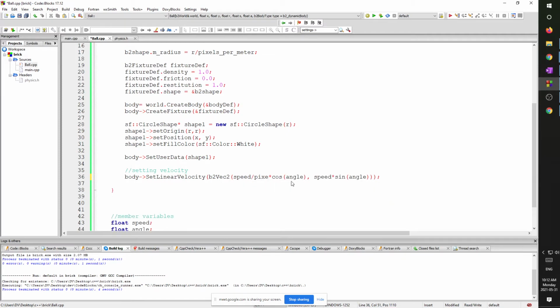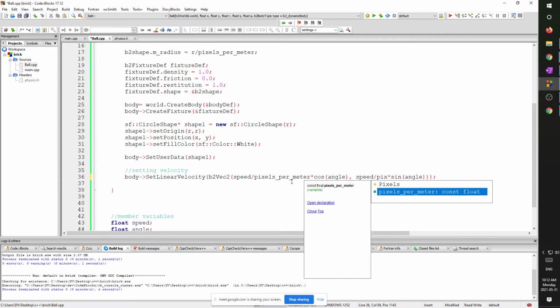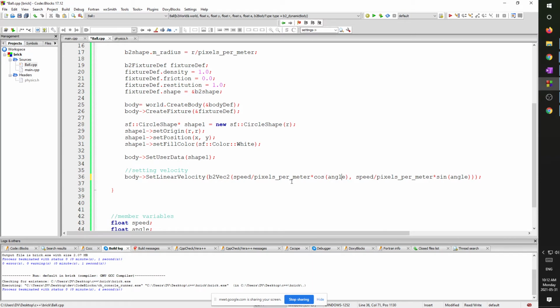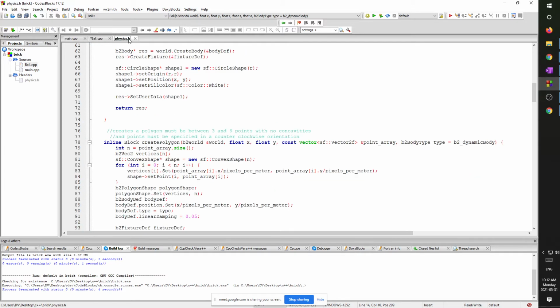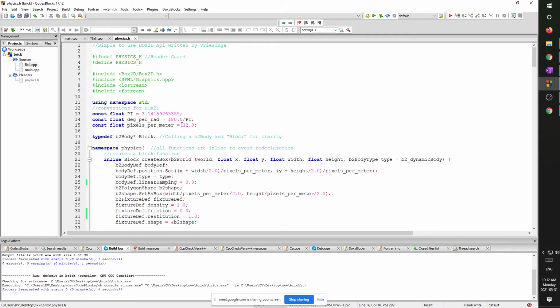So I'm just going to divide this by pixels per meter. I'm going to divide this speed by pixels per meter. And this angle was given in, so that'll take care of the fact that Box2D uses a different measurement than SFML. It uses meters, and our program has apparently, it told me in the settings, or when I downloaded it, or under the FAQ, to set pixels per meter to around 32. So every 32 pixels represents a meter in our world.